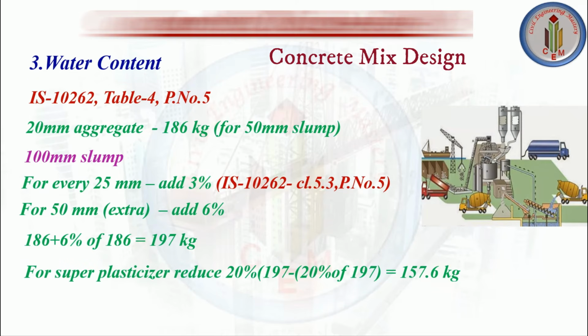Next, the admixture we are using is super plasticizer. So for that we need to reduce 20% of water content. 187 minus 20% of 187, which is equal to 157.6 kg. This is also given in IS-10262.